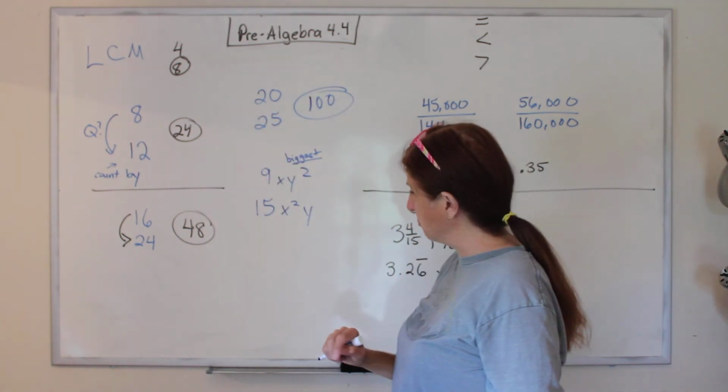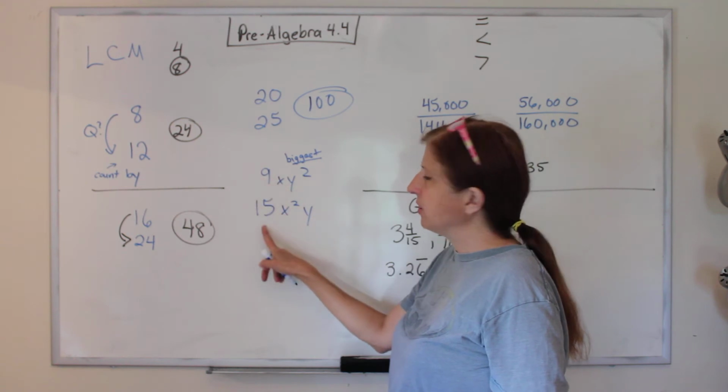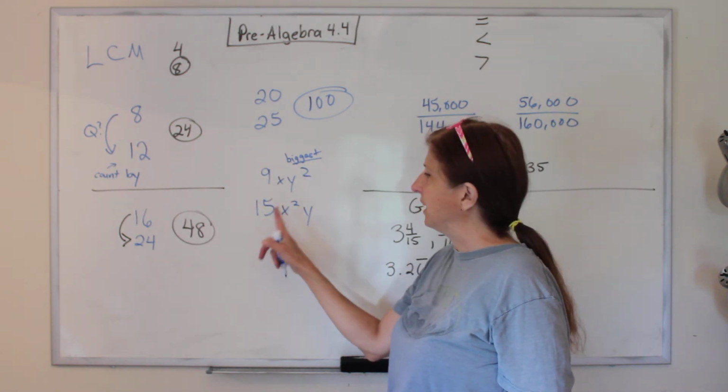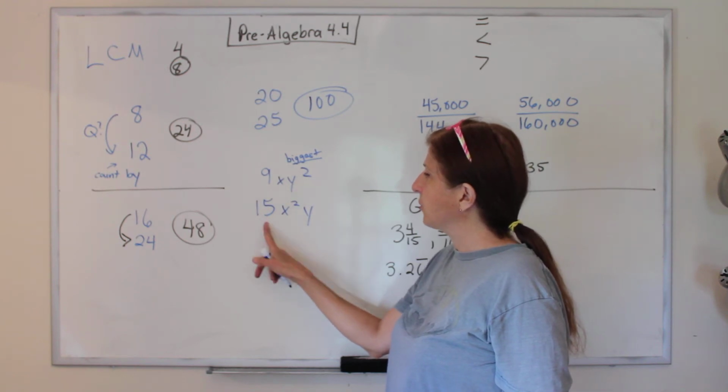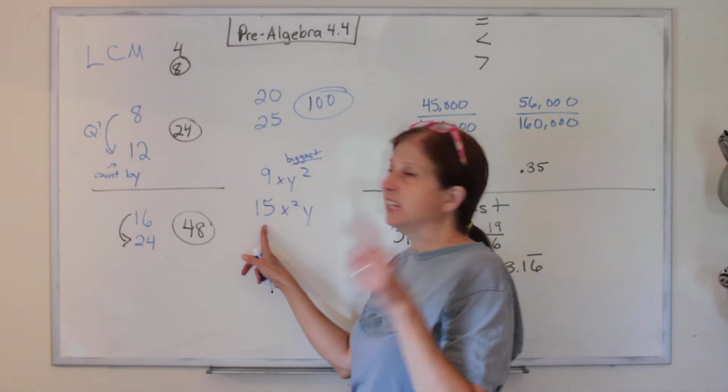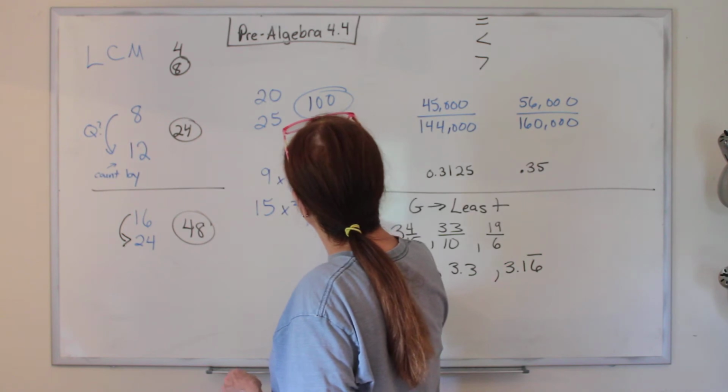Okay, what about this? You do it the same way. Does 9 go into 15? No. Let's count by 15s. 15 twice is 30. No. 15 3 times is 45. Ding, ding, ding. Because 9 times 5 is 45.